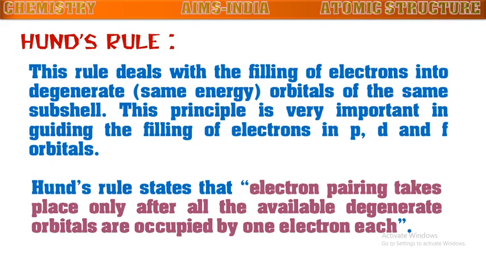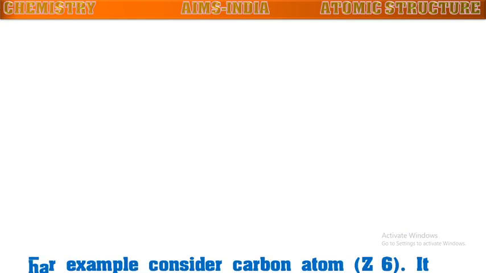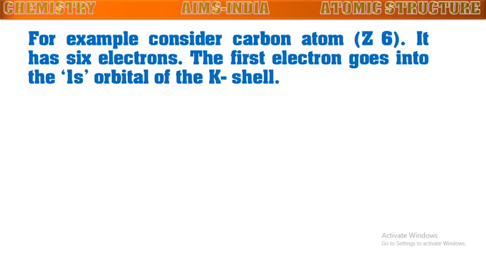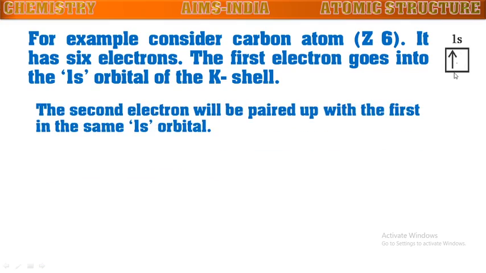Hund's rule states that electron pairing takes place only after all the available degenerate orbitals are occupied by one electron each. Let us see one example. Consider the carbon atom whose atomic number is 6. It has 6 electrons. The first electron goes into the 1s orbital of the K shell because it is the lowest energy orbital. This electron will be paired up with the second electron in the same orbital. So the second electron also comes into the 1s orbital to pair up with the already existing first electron.